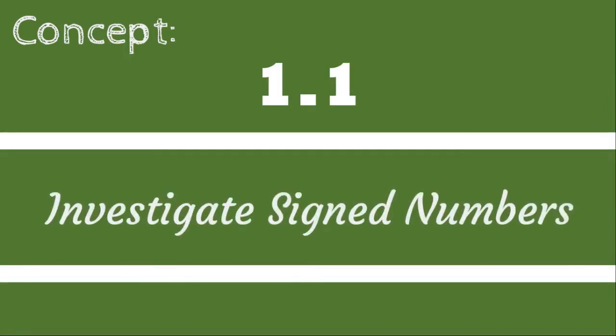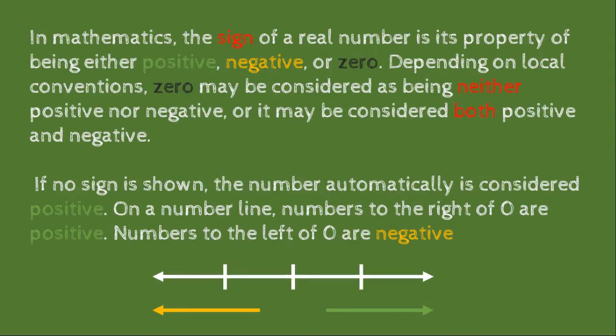Hello, class. Our first concept is going to be 1.1 in the Discovery Education textbook, and this concept is investigate signed numbers. In mathematics, the sign of a real number is its property of being either positive, negative, or zero. Depending on local conventions, zero may be considered as being neither positive nor negative, or it may be considered both positive and negative. If no sign is shown, the number automatically is considered positive.